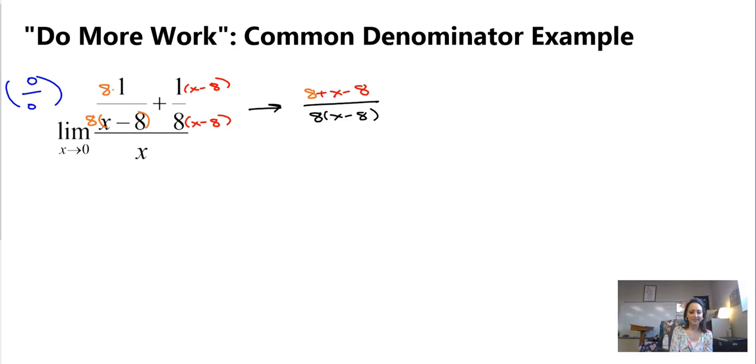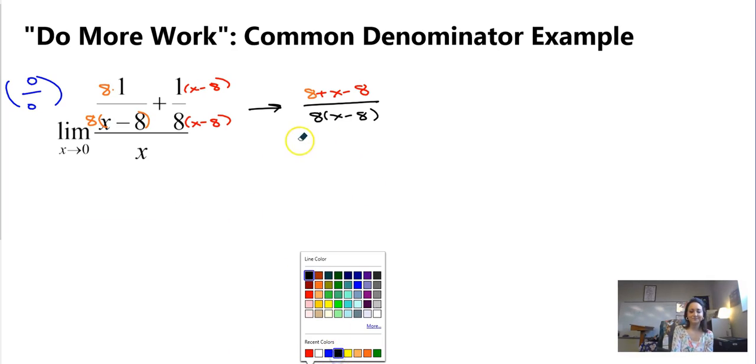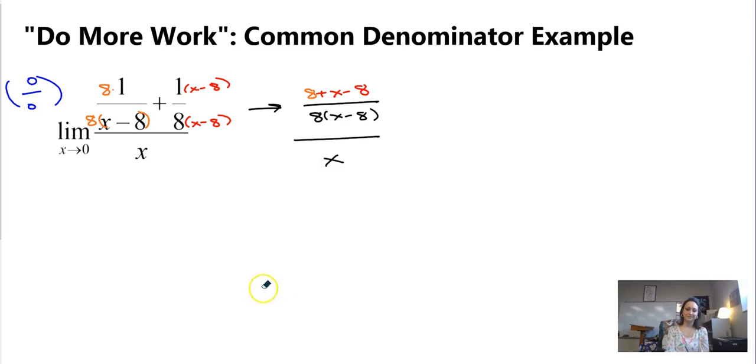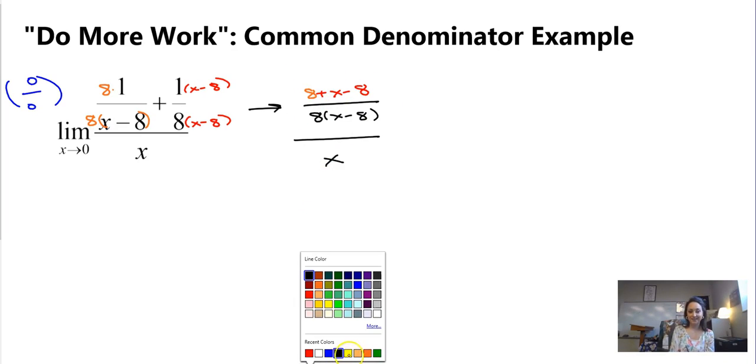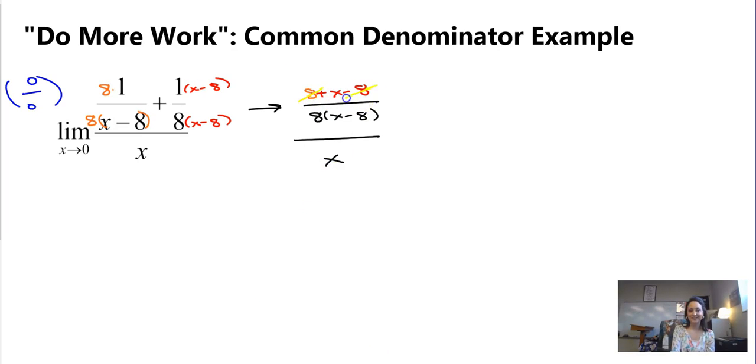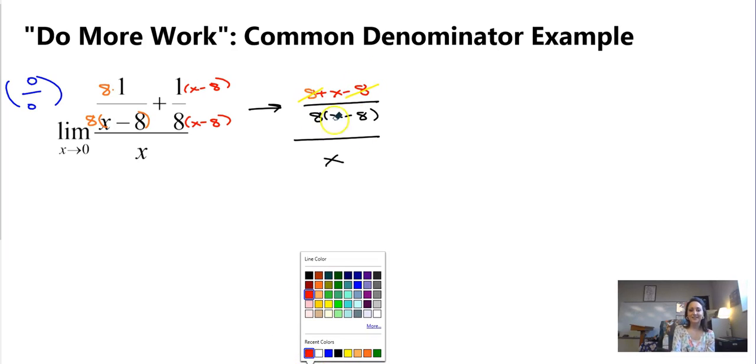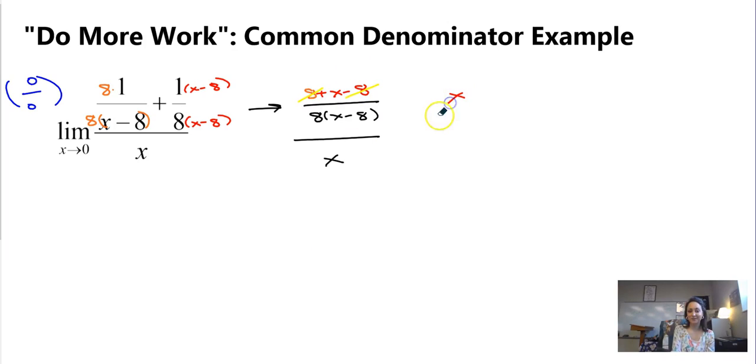Okay, now let's come back and bring this guy back into the scenario. Remember that this is still all over x. Working here, notice with this numerator with the orange and the red, you've got an 8 and a minus 8. Well, 8 minus 8 is 0, so those go away. So now, let's clean it up. This becomes just x in the numerator, all over 8 times x minus 8.